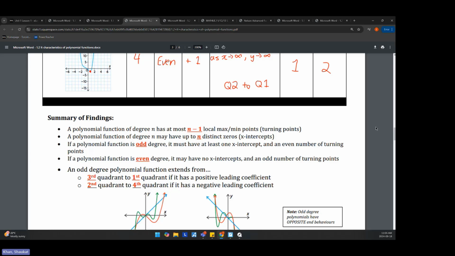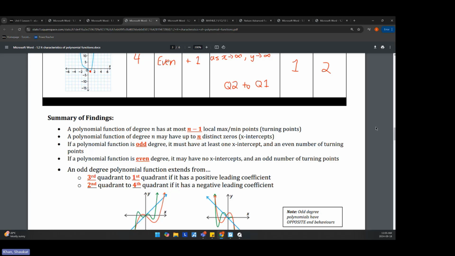Now, a polynomial function of degree n may have up to n distinct zeros. What that means is, if I have a polynomial function with, let's say, y equals x to the power 4, so n is 4 because that's the highest value, it can have 4 possible x-intercepts. Remember, may have up to, meaning it doesn't have to have 4 x-intercepts.